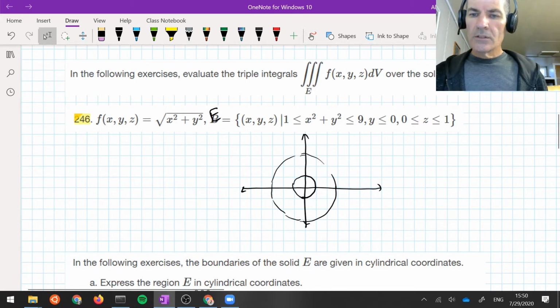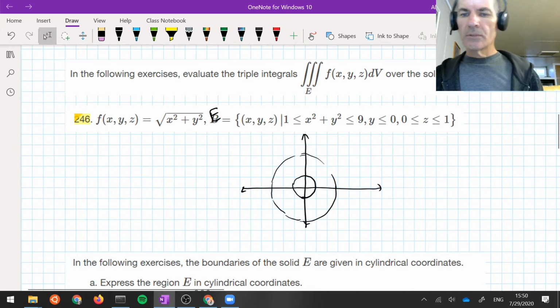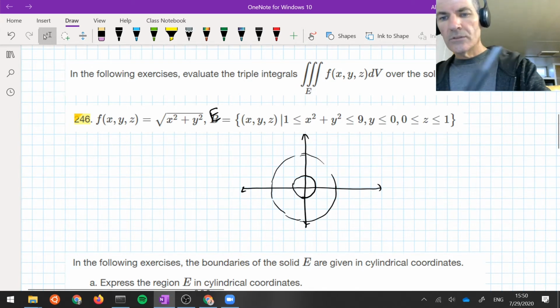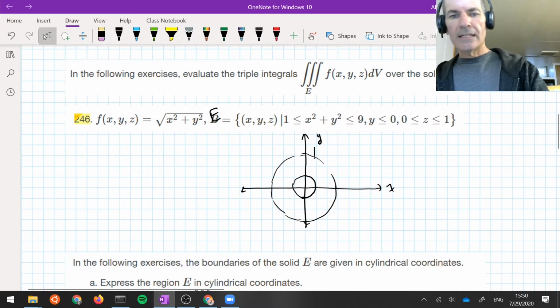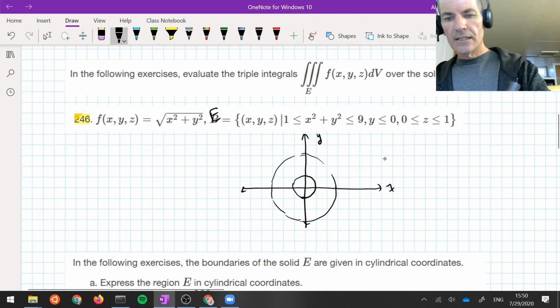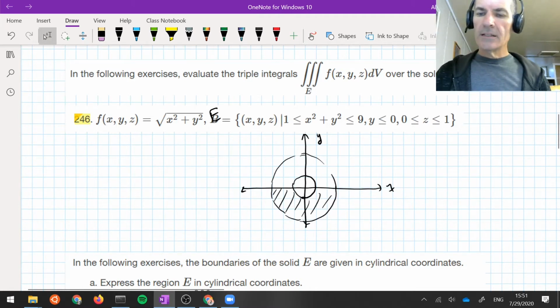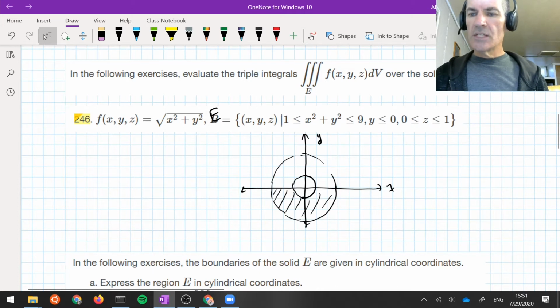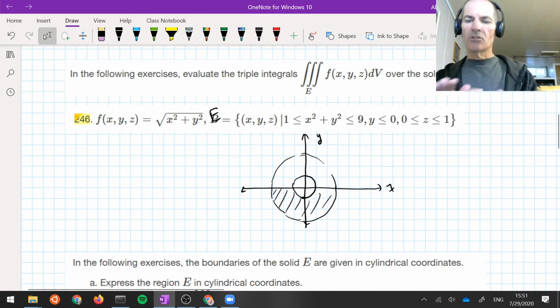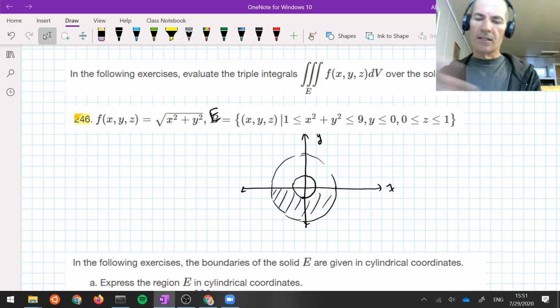Now, we're also asked to assure that y is less than or equal to 0. So where is y less than or equal to 0? Below the x-axis, so I'll do a little bit of shading here. And then finally, we're just going to imagine this, but z goes from 0 to 1. So it's very straightforward. Z starts at the xy plane and goes up to 1, and it's flat.